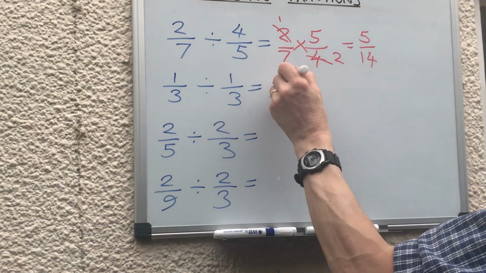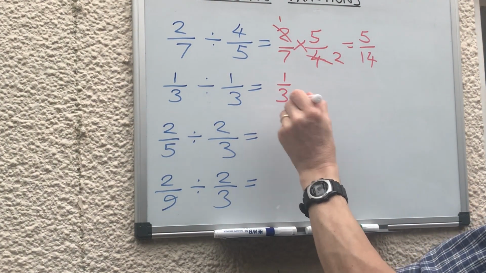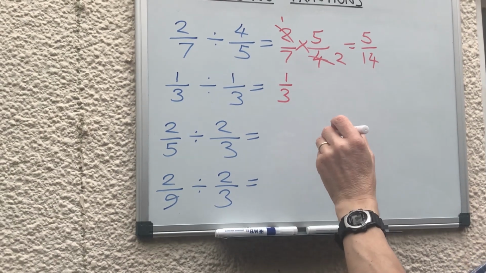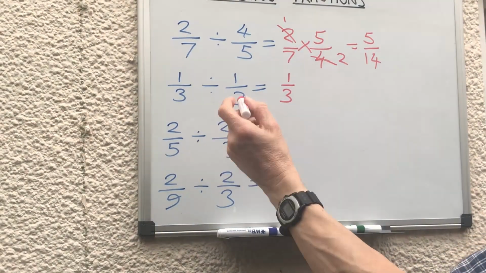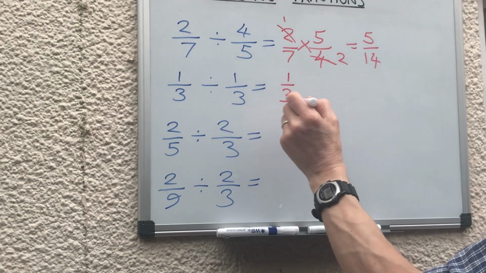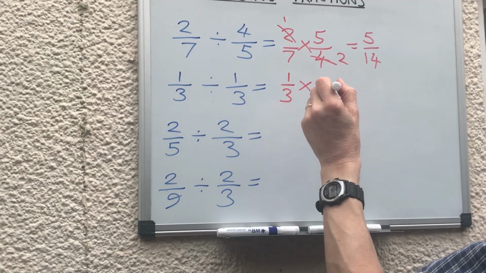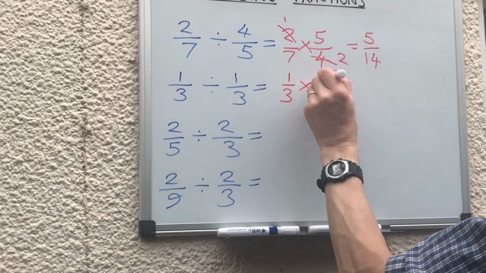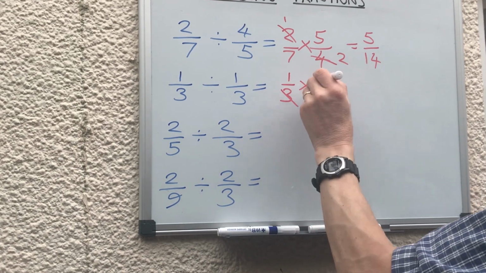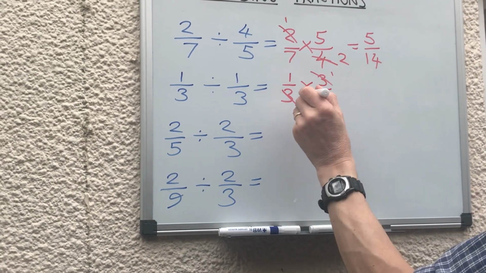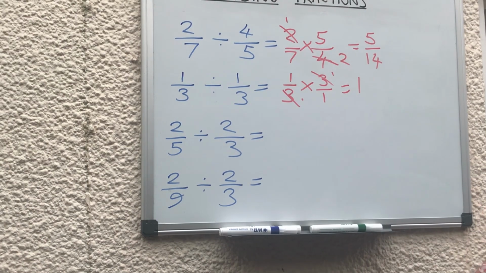Question 2, nice and simple, 1/3. This should equal 1, because any number divided by itself should be 1. Let's see if it does. So multiplied by, invert, 3/1. Excellent, because we've ended up with 1.